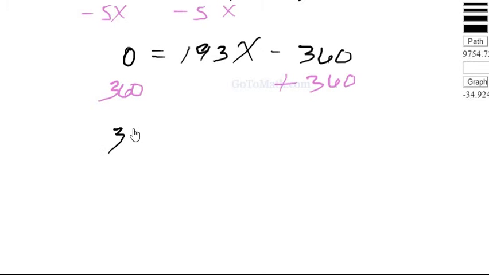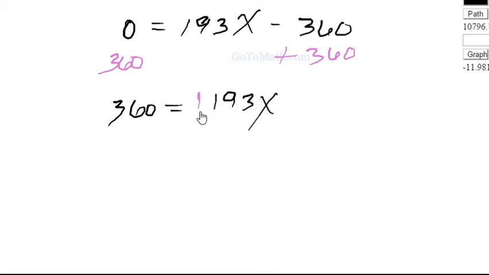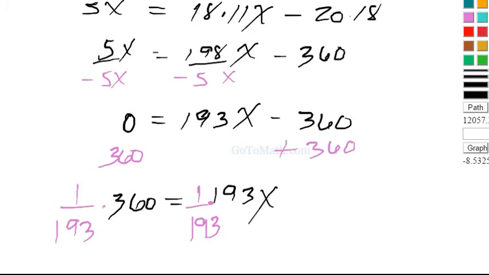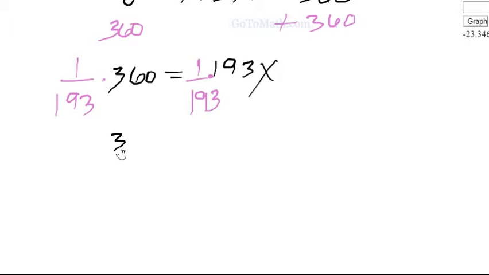So we have 360 is equal to 193x, and now we can do something. We can multiply both sides by the reciprocal of 193, 1 over 193 that is. And so we have 1 over 193. Well, we end up with 360 over 193 is equal to x.